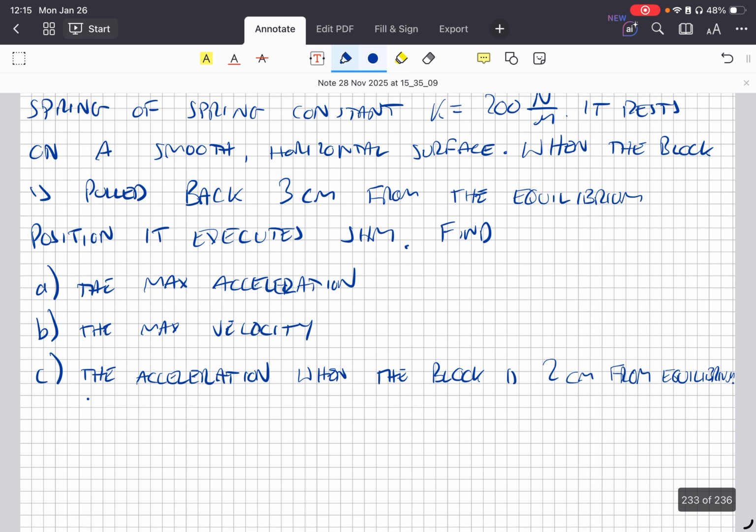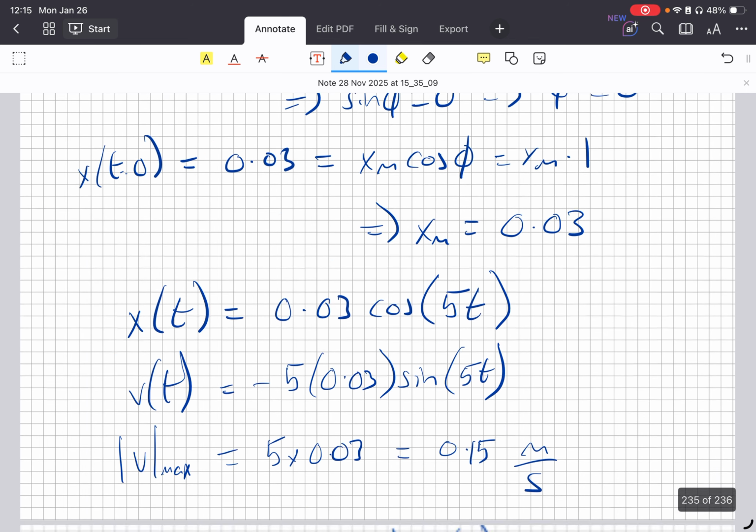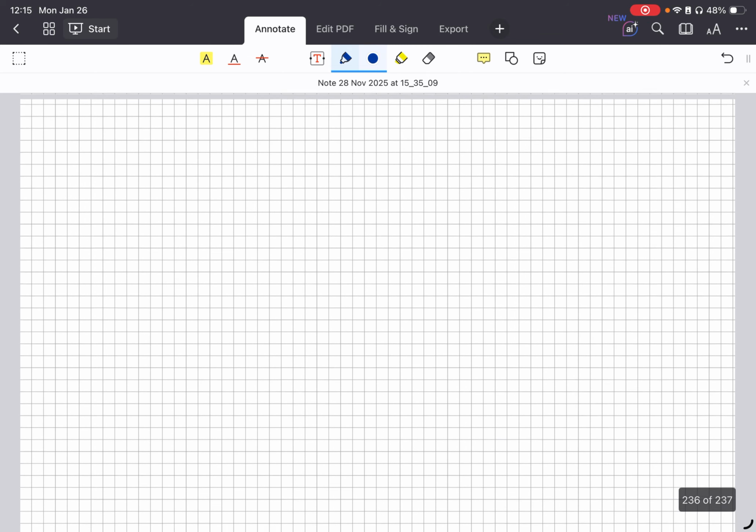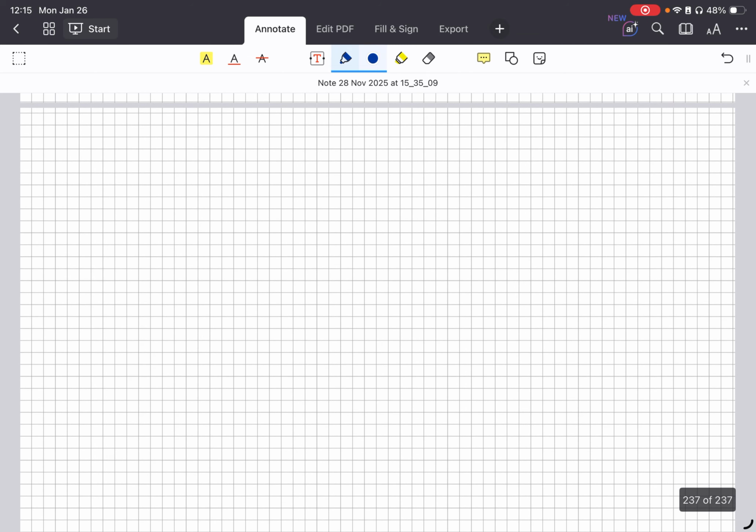Let's now do the last part. It says find the acceleration when the block is 2 centimeters from equilibrium. Well, there's a couple of different ways you can go about this, and I'm going to show you the long-winded way, which is actually the way I solved this problem when I first saw it. Then I realized there was a shortcut that I could take, and I felt a bit silly for not taking it. But in any case, this is the way that I went about solving it.